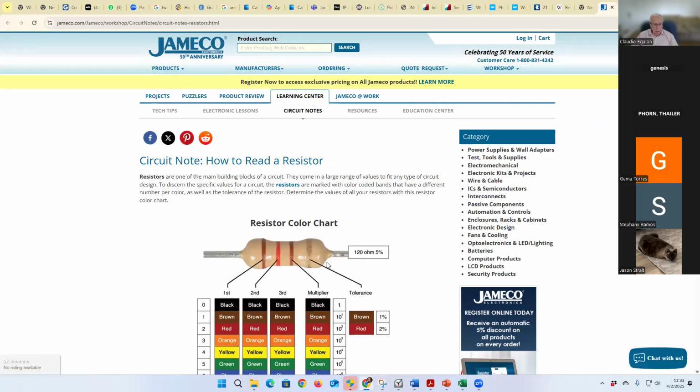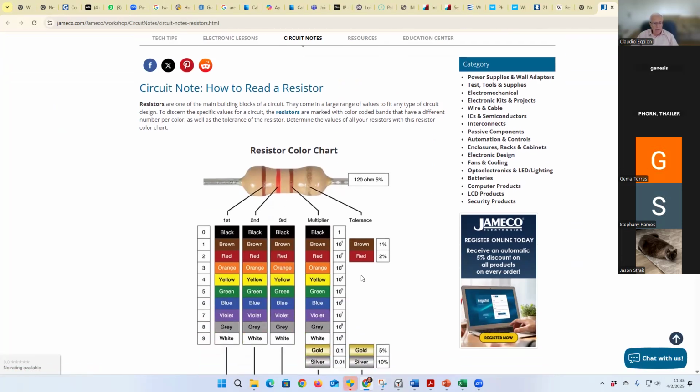Yeah, this is 1, 2, 3, 4. Wait a minute. Tolerance. They have a third one here. Yeah, there are some resistors that come with 5 colors, by the way, okay? This one has only 4. The resistor that we use comes with only 4 colors, but there are resistors available in the market that have 5 colors.